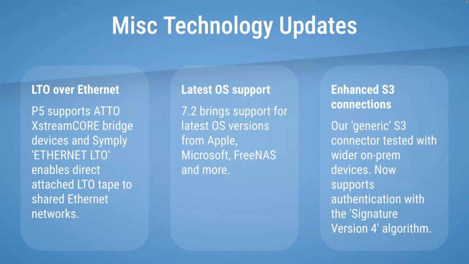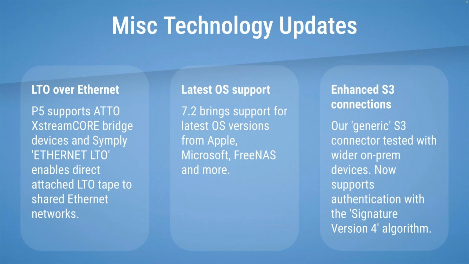Don't know if you knew that, but there's a couple of products that are on the market or about to be. One is Atto's Extreme Core Bridge. So you may be familiar with Thunderbolt 3 to SAS bridges and similar products from Atto. The Extreme Core Bridge is basically an Ethernet to SAS device so that you can use the iSCSI protocol to talk to the tape drive. So this is LTO over Ethernet.